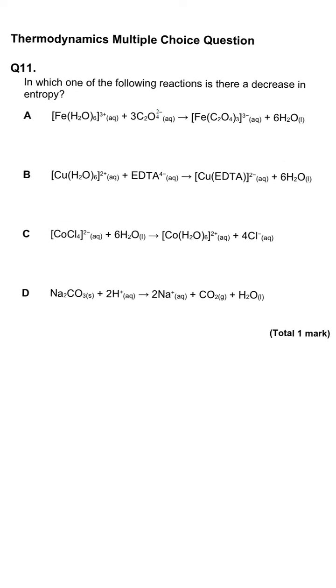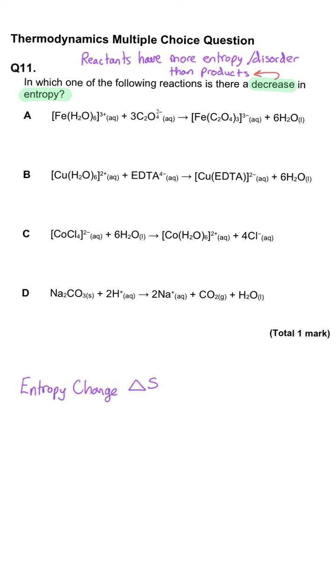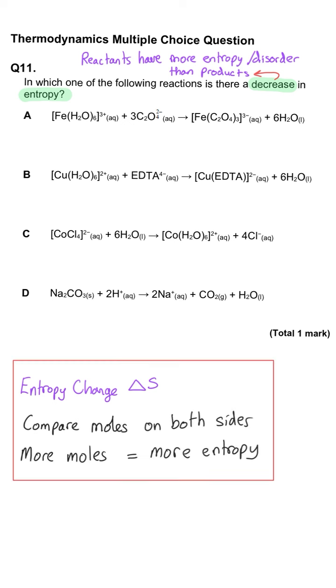In which of the following reactions is there a decrease in entropy? We've been presented with 4 different chemical reactions and their equations. When you're faced with a question like this, they don't want you to do any kind of calculation. They just simply want you to inspect the equation and look at how many moles there are on each side of the equation. Because if there are more moles of reactant or more moles of product, they will have different entropies. And the rule is the greater the number of moles, the more entropy there is.